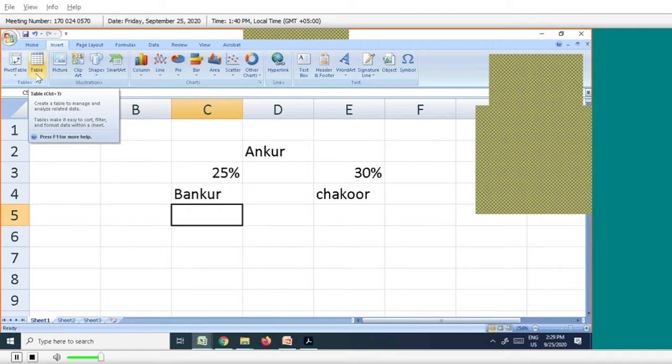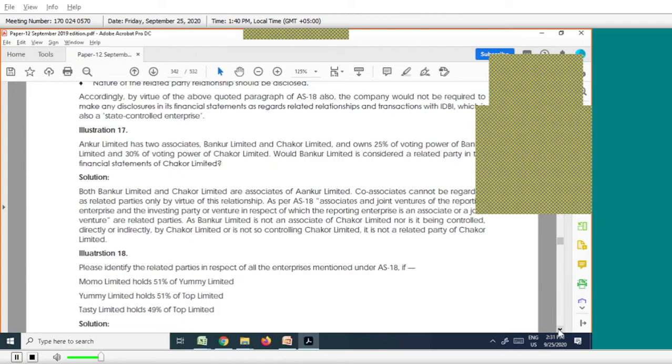Illustration 18. Momo Limited holds 51% of ME Limited. ME Limited holds 51% of Top Limited. KC Limited holds 49% of Top Limited. The question: please identify the related parties in respect of all the enterprises mentioned under AS 18. So they gave three companies and they are asking us to check this.